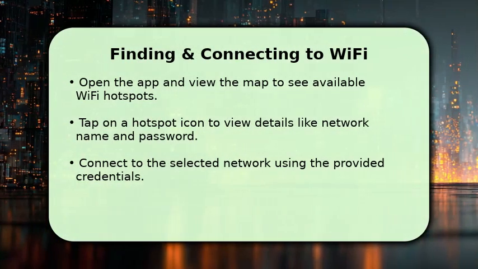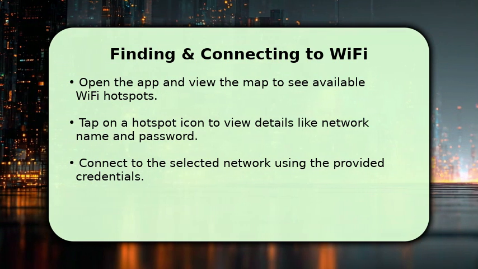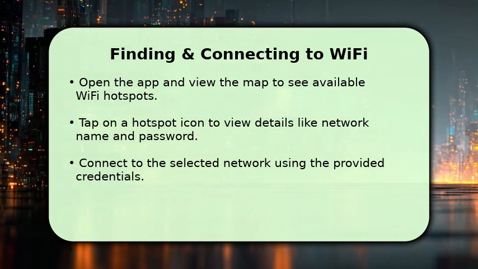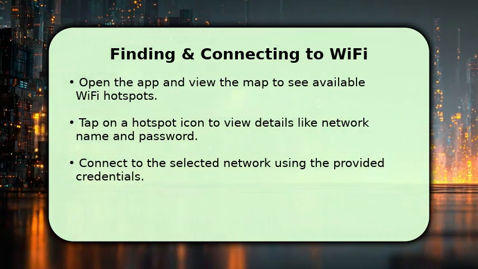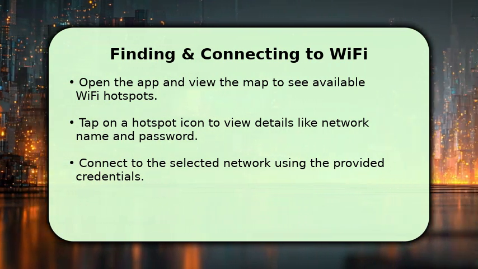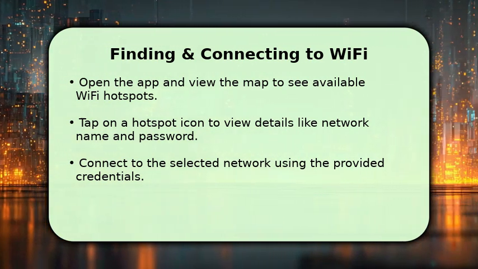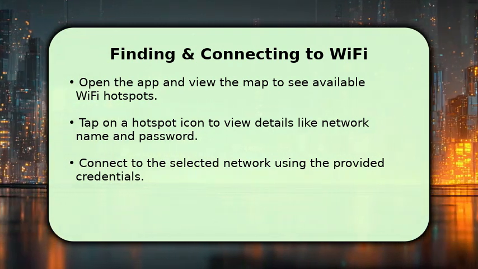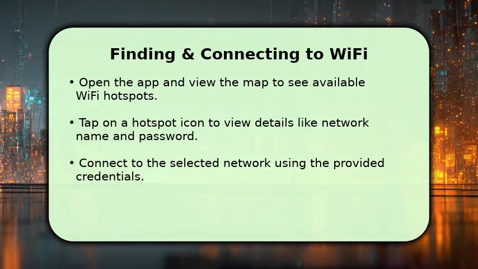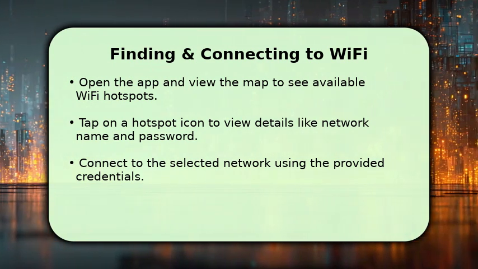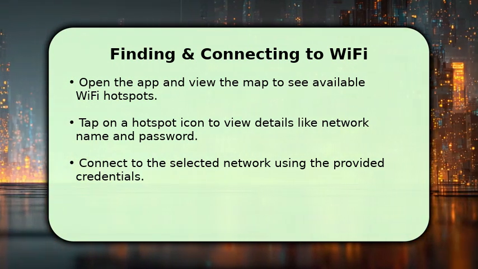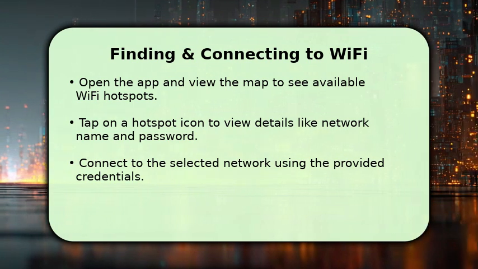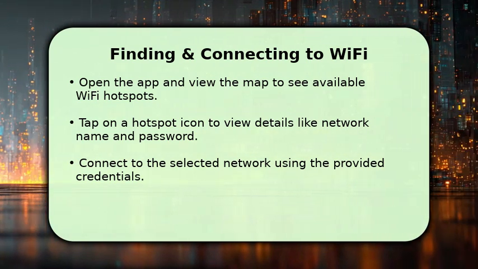Once the app is open, you'll see a map displaying available Wi-Fi hotspots around your current location. Simply tap on any hotspot icon to view essential details, such as the network name, often referred to as the SSID, and the password. With this information, you can then connect to the selected network directly from your device's settings. The app provides millions of hotspots globally, making it easy to stay connected.